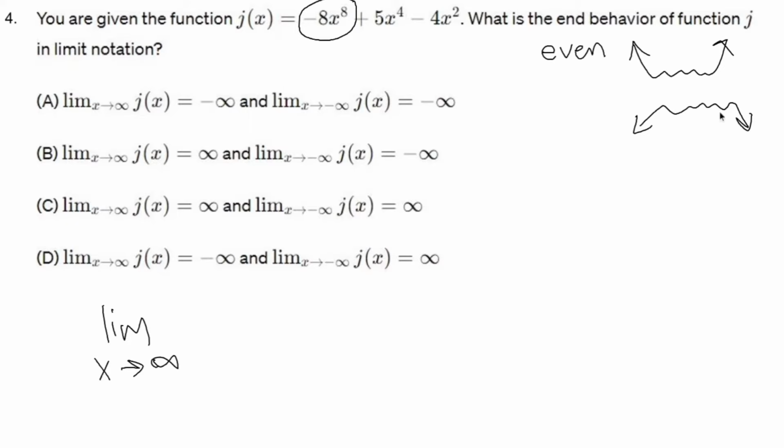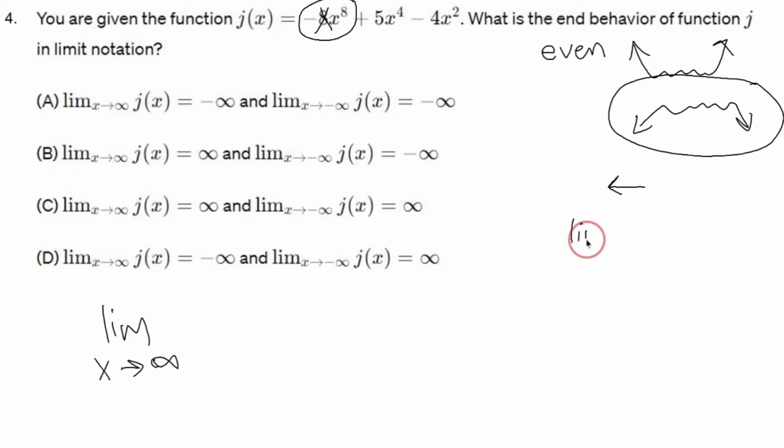Now, the other thing that we need to look at is not the 8. I don't care about this 8 right here. I care about that negative. Any even function that has a positive leading term is going to go up as it moves to the left and up as it moves to the right. Well, if it's a negative leading term, it's going to look like this.